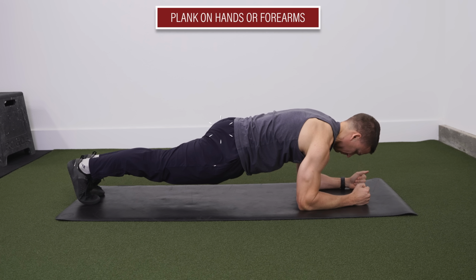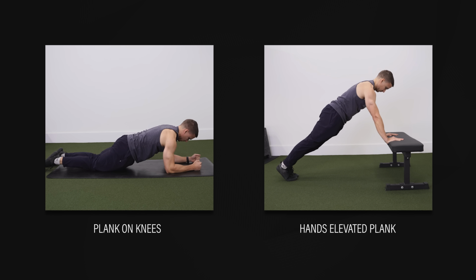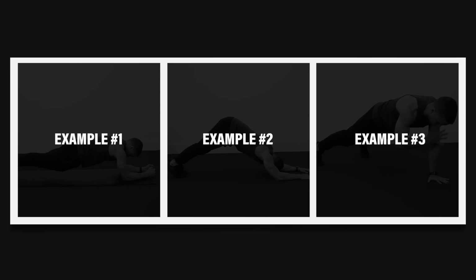Squeeze your glutes, keep your low back relatively flat, and think about pushing the floor away from you to work on protraction of your shoulder blades. To make planks easier, perform them on your knees or elevate your hands on a bench, countertop, or even against the wall if needed. There are an infinite number of ways to make planks harder, so here are 3 examples.